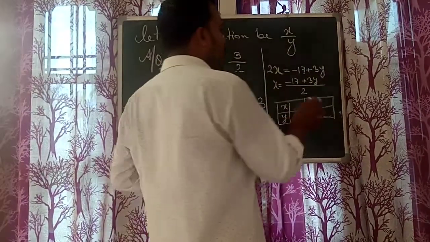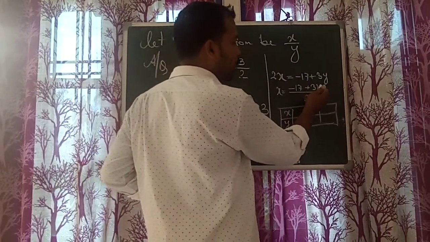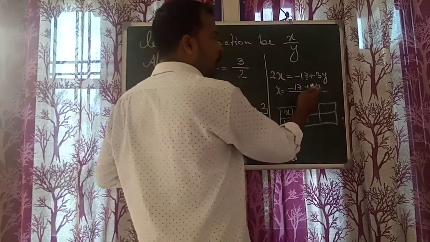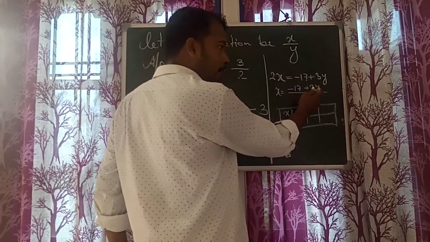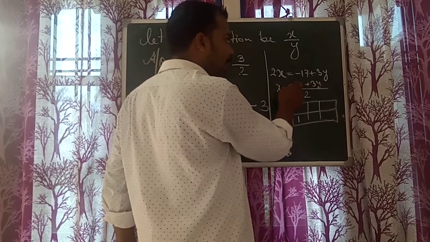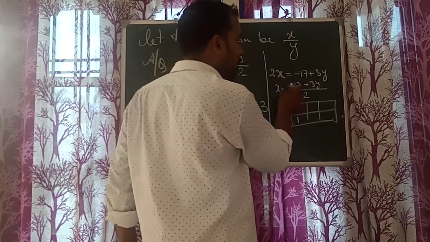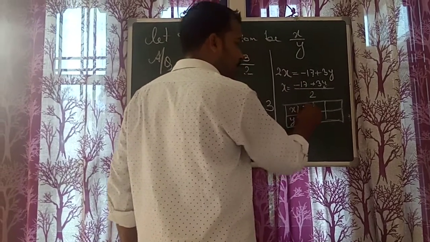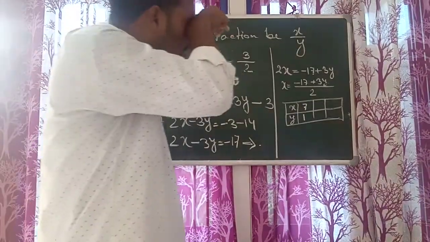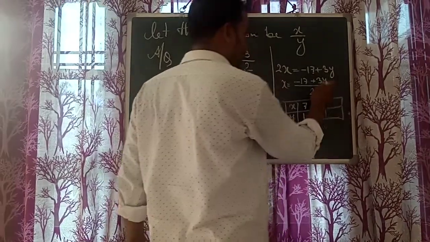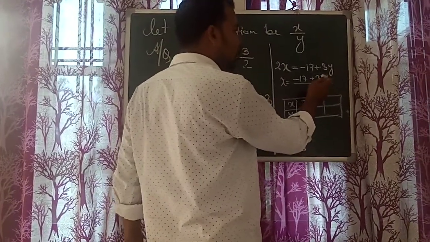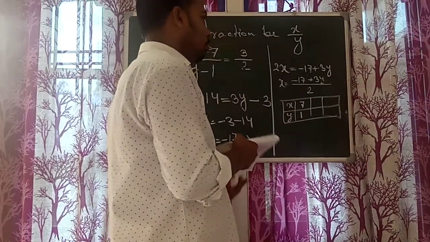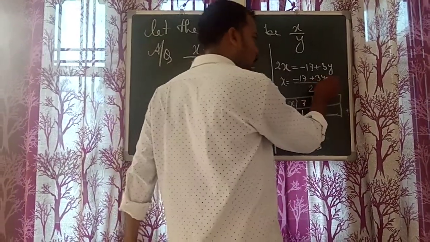Now see here what you have to write. If you put 1, 3 ones are 3, then this one is plus 3 and this one is minus 17, it will become minus 14. Minus 14 by 2 is equal 7. Okay, then if you put here any number, then also it will be right.